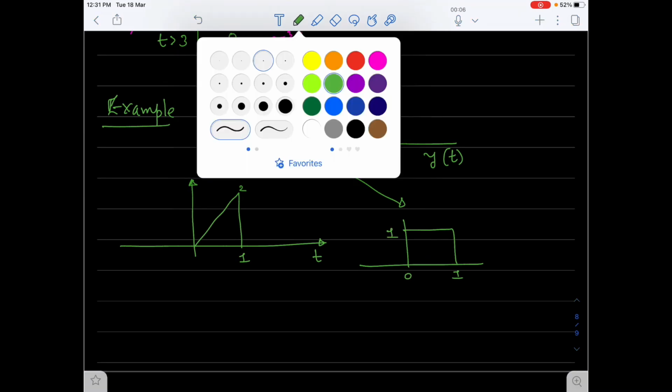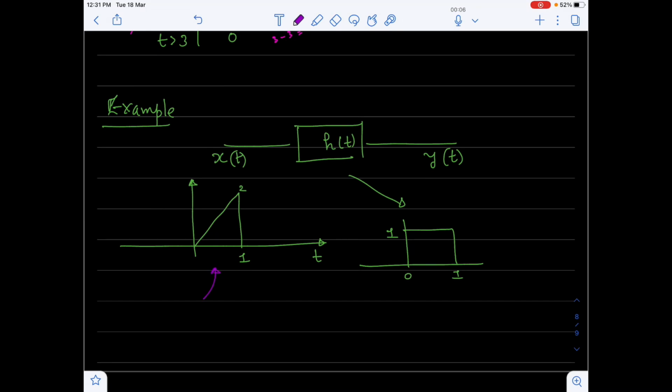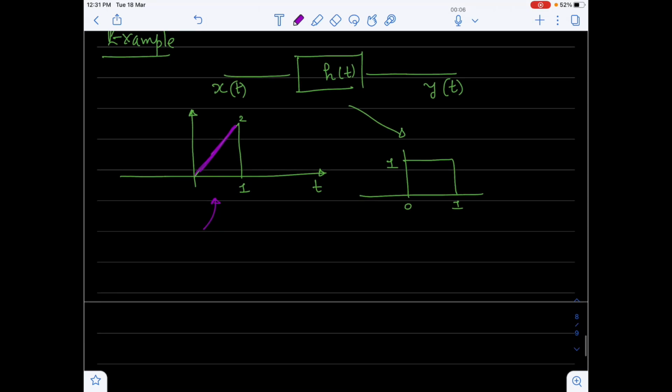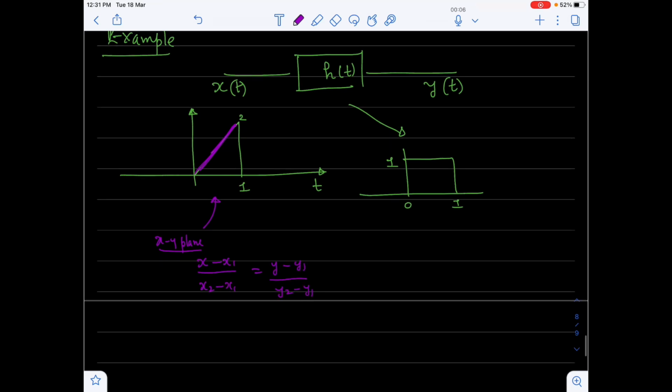But first of all, we need to find what is the equation for this line. We have no idea, right? So how to find the equation of this line? So we have to see what is in the xy plane. In the xy plane, the equation of the straight line is x minus x1 by x2 minus x1 is equal to y minus y1 by y2 minus y1. So what is this point? This point is 0 comma 0, and this point is, you see, 1 comma 2. So you can say this is x1 y1, and this is x2 y2, if you consider this. So this is your signal x of t now, right?